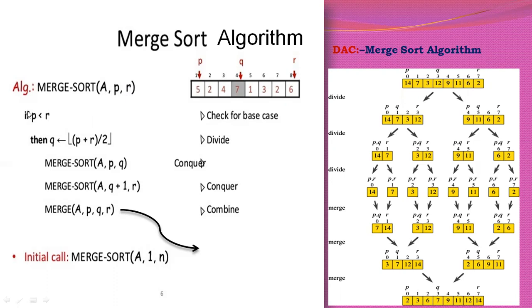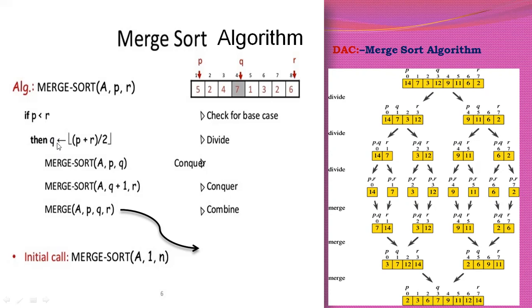Now here you can compare the first array index value with the last array index value. When the first array index value is less than the last array index value, then we need to find the mid element of the array. We can find the mid element simply by adding the first array index value and the last array index value and dividing by 2. So we will get the mid element.